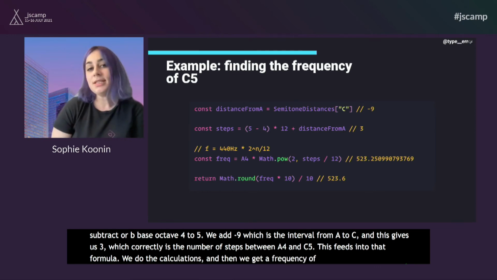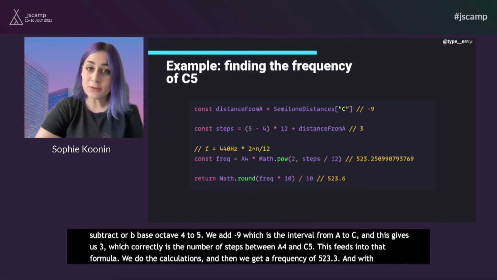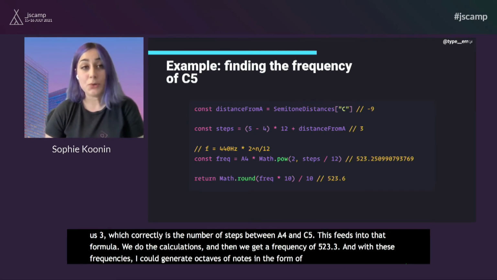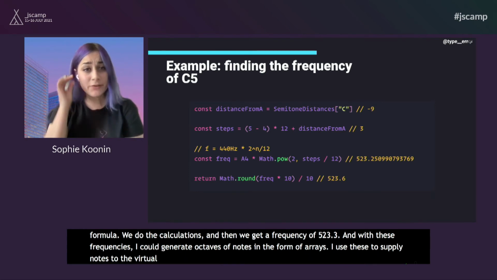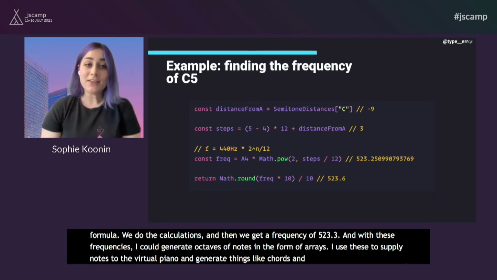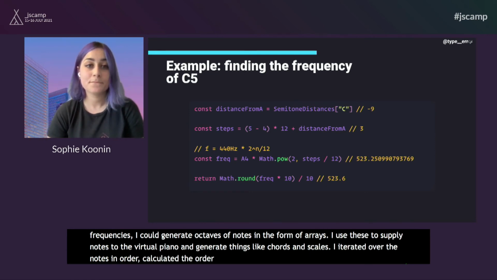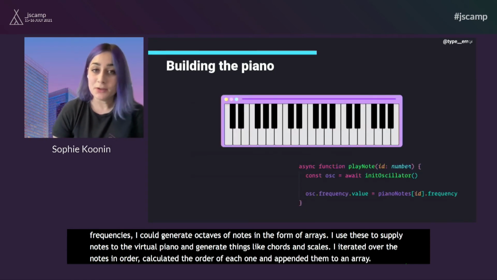And with these frequencies, I could generate octaves of notes in the form of arrays. So I use these to supply notes to the virtual piano and generate things like chords and scales. And I iterated over the notes in order, calculated the frequency of each one, and then I appended them to an array. So now that we've got the frequencies, we can build the piano.